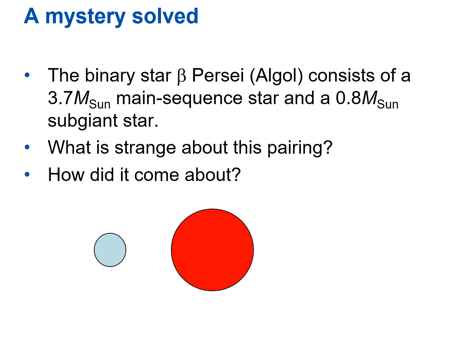Here's a mystery that astronomers came upon in the 20th century. There was a binary star called Beta Persei, otherwise known as Algol. There are two stars in orbit around each other. Presumably, they were formed at about the same time. This binary star consists of a 3.7 solar mass main sequence star, a fairly large blue star, and a 0.8 solar mass subgiant star, the larger red star, actually a subgiant. What is strange about this pairing, and how did it come about?